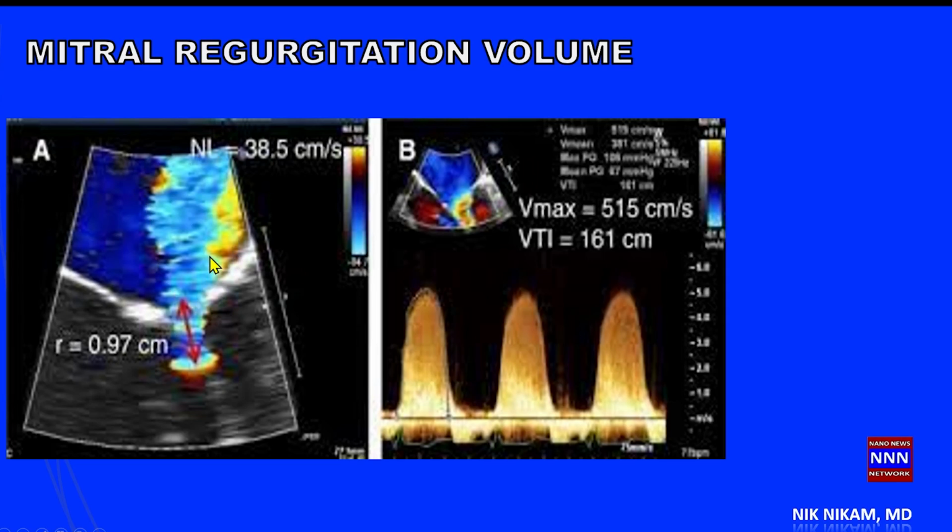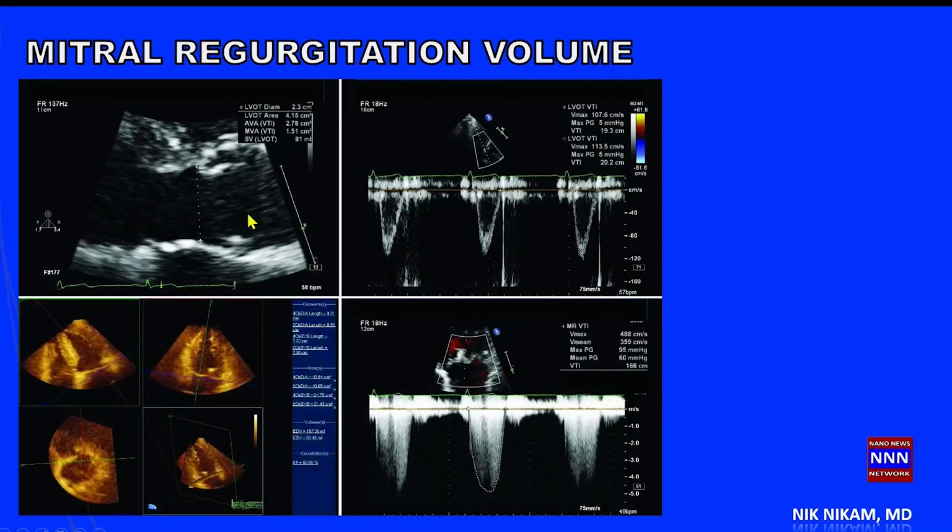Of course, when this is looking upside down, then you know this is from a transesophageal echocardiography technique, because the mitral regurg is coming towards the transducer. And here the velocity is 515 and the VTI is 161 centimeters. I'm showing you multiple examples so you become familiar with the terminology and the concept. The more you do, the better you get at it. That's the point.